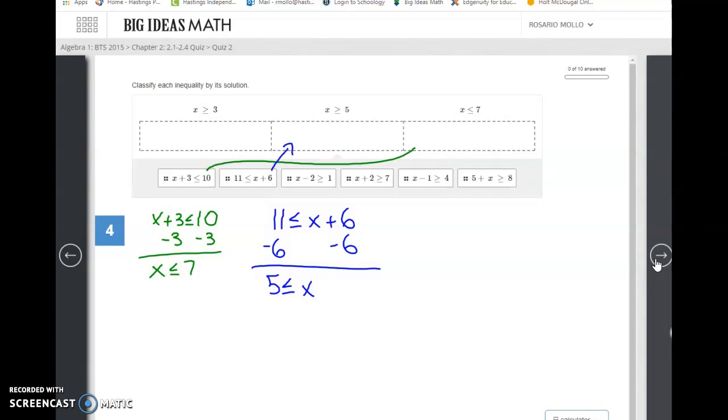Okay. Next one, I get x minus 2 is greater than or equal to 1. I'm going to add 2 to each side. And I get x is greater than or equal to 3. So it looks like we got one of each so far. Okay, let's erase this and do the other 3.